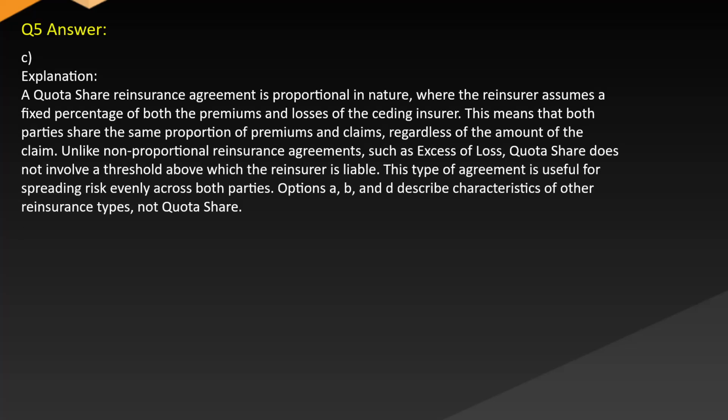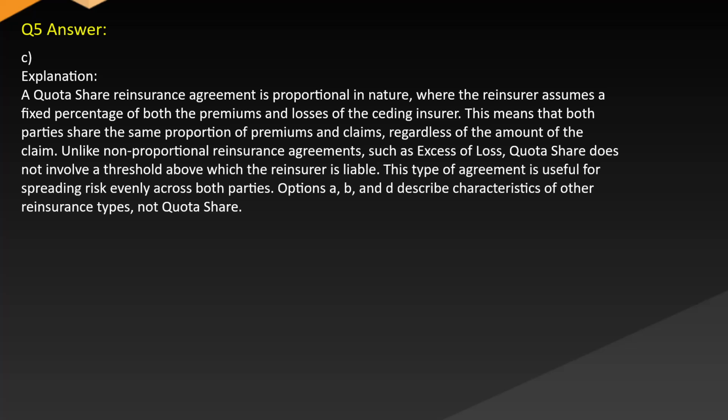Answer C. Explanation. A quota share reinsurance agreement is proportional in nature, where the reinsurer assumes a fixed percentage of both the premiums and losses of the ceding insurer. This means that both parties share the same proportion of premiums and claims, regardless of the amount of the claim. Unlike non-proportional reinsurance agreements such as excess of loss, quota share does not involve a threshold above which the reinsurer is liable. This type of agreement is useful for spreading risk evenly across both parties.